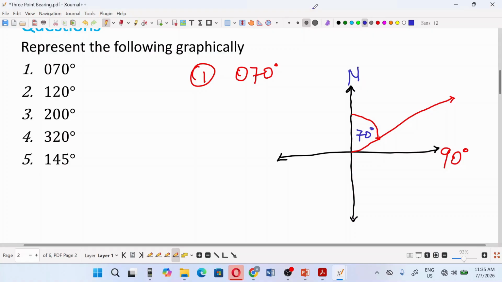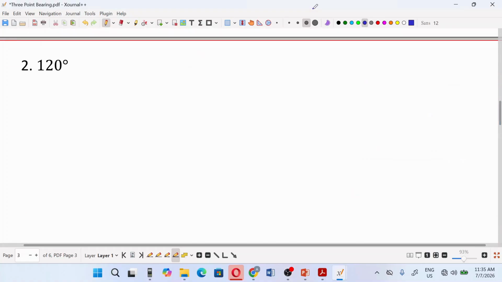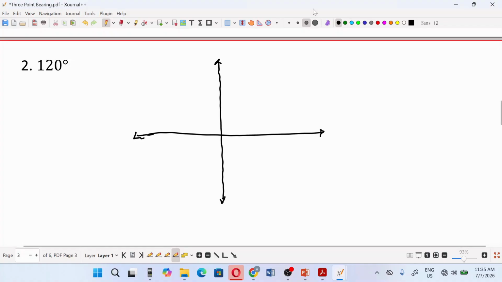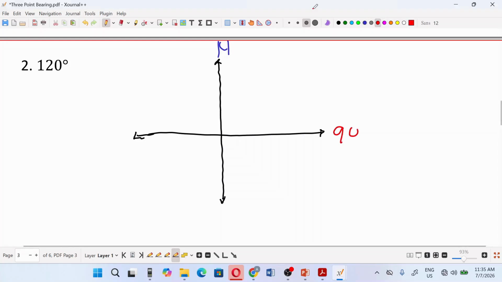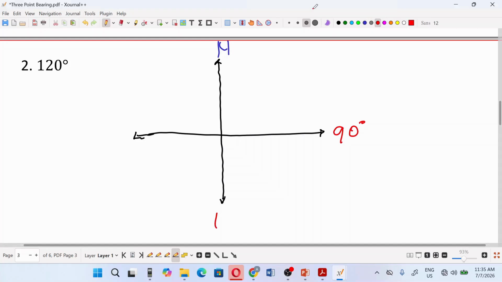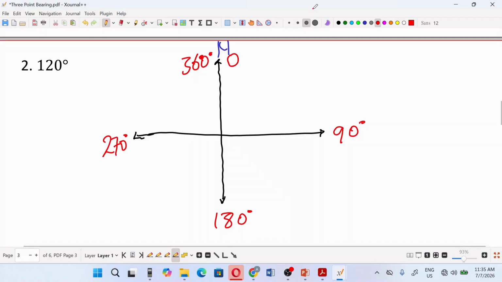So let's look at the next example. The next example is 120 degrees. So I have to draw my Cartesian plane, right? I have my Cartesian plane here. Always make sure you have your north, and you know you're measuring from the north clockwise, right? I already know this is 90 degrees. Plus 90 is 180 degrees. This is 270 degrees. And I already have my 360 degrees, and this is from 0, right?